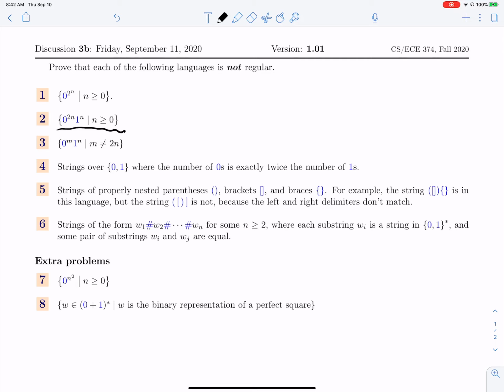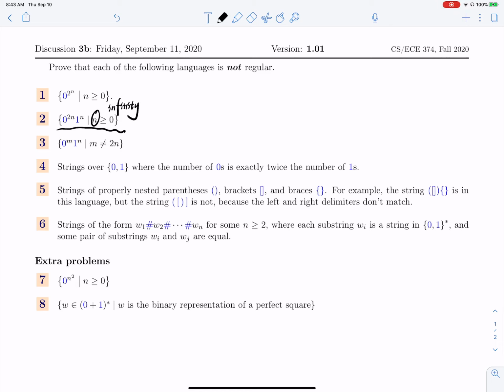Because we need to memorize the number of 0s and the number of 1s. The number of 0s equals 2n, and the number of 1s equals n, and this n can be an infinite number. But how do we prove this? We can see this is right, but we need to prove it.